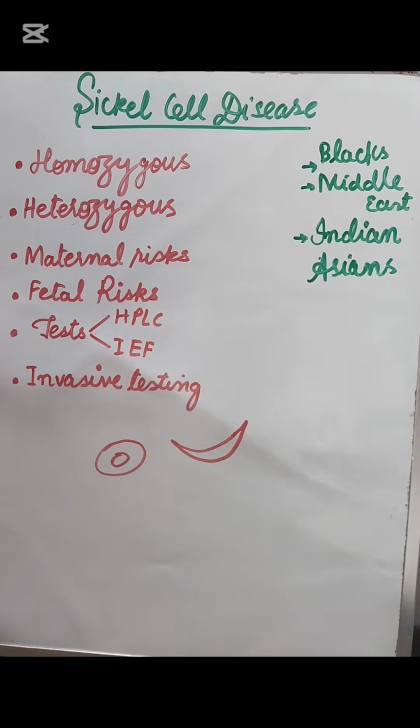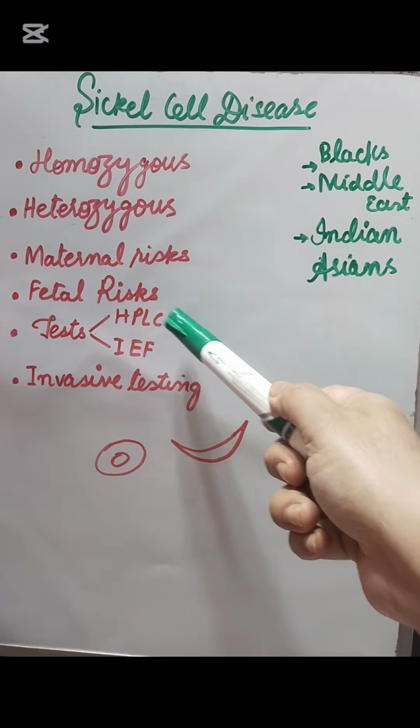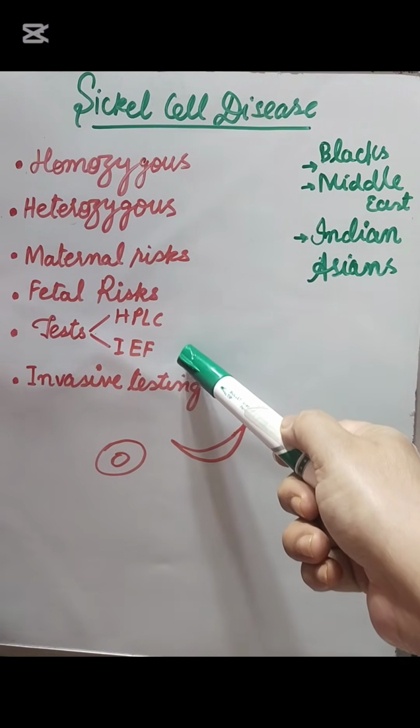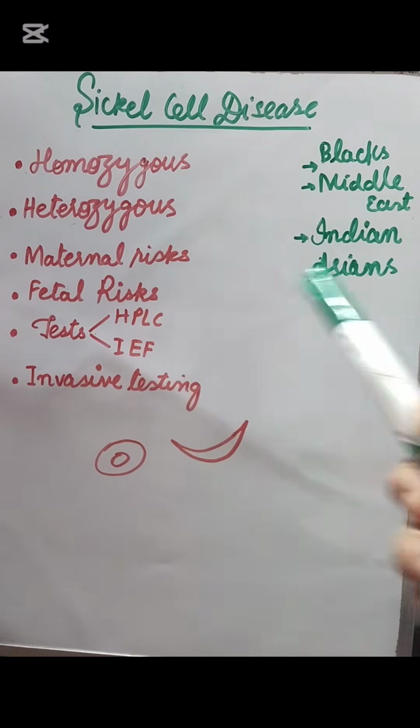What are the tests which can be done to diagnose this disease? Tests like isoelectric focusing and HPLC, which I talked about in the previous video as well. This is high performance liquid chromatography, and this is isoelectric focusing. These two tests can be done to diagnose sickle cell disease.